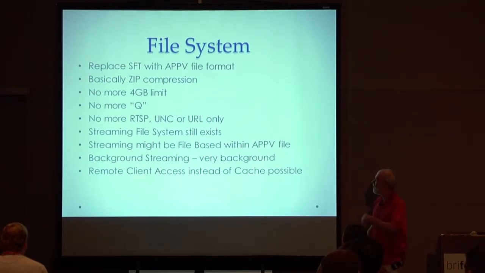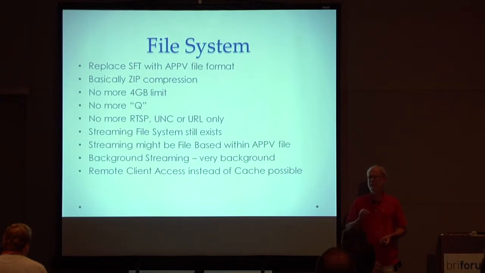All right. So they're changing the file system in 5.0. The SFT file that we know and love goes away. It gets replaced by a file that's called .appv. Now, ultimately, the .appv file is based on the zip file format compression, okay? So it's a standard thing, the zlib compression that they've got support for inside the operating system kernel. So we'll get nice, efficient decompressions that way.